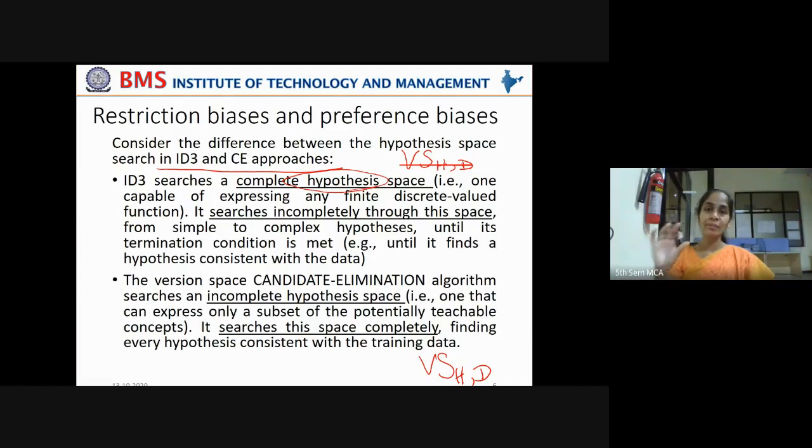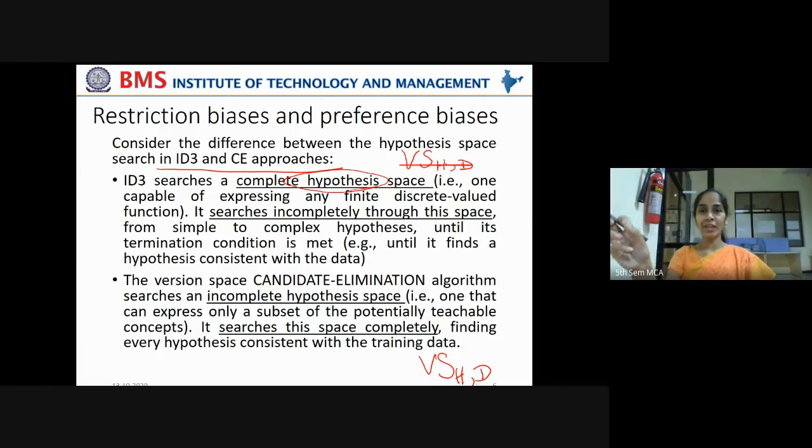It means the hypothesis space is complete. It contains all possible solutions for the problem at hand. It has all possible hypotheses consistent with the training examples, right? That is why we call it a complete hypothesis space. Now, the ID3 algorithm searches incompletely through this space. Why do we call it an incomplete search through this space? Because it doesn't search each and every decision tree.